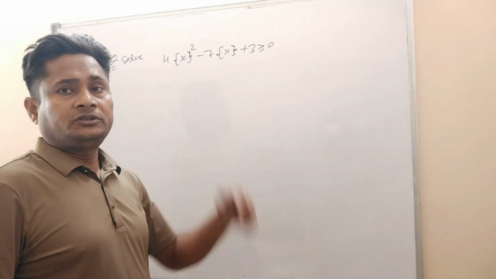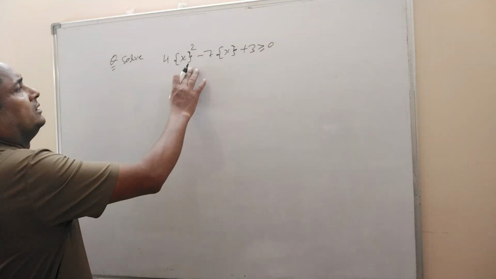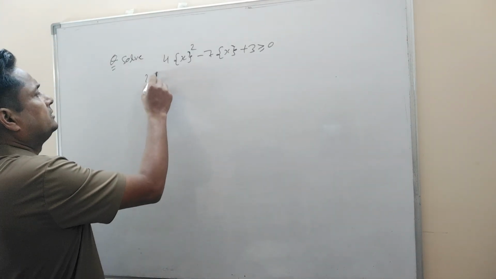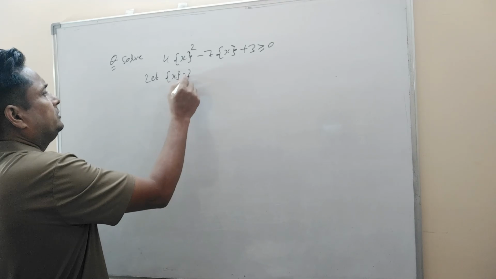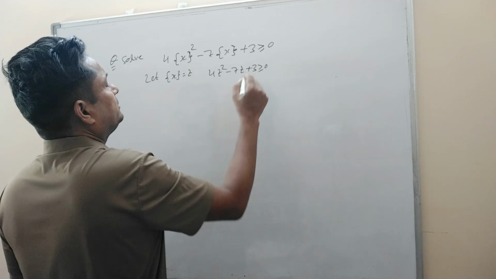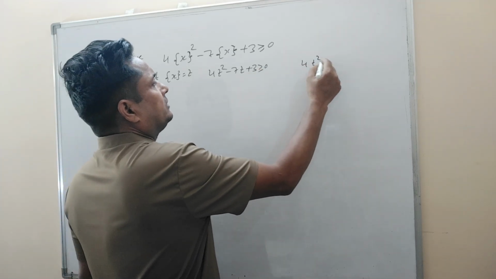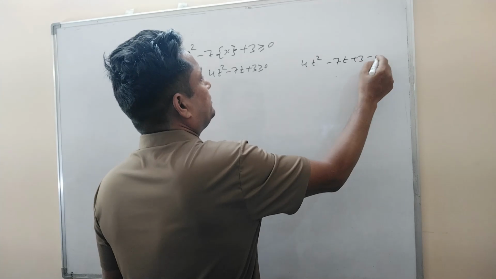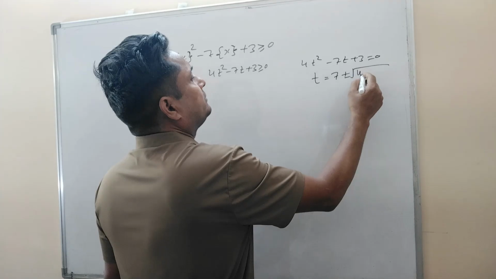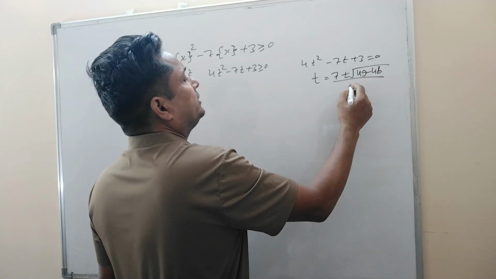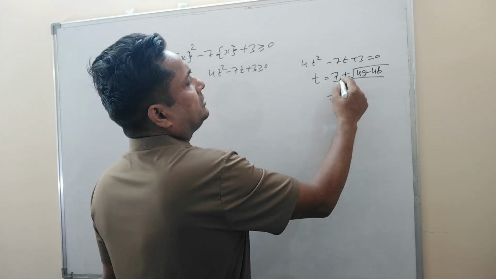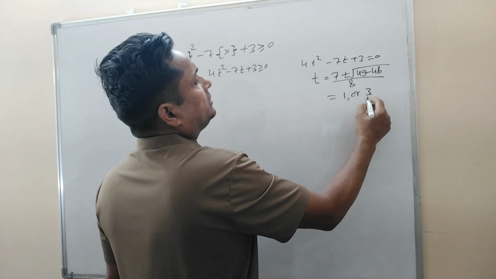Now let's solve this question. How will you solve this one? First of all, find the roots of this one. Let {x} equal t. So this can be written as 4t squared minus 7t plus 3 greater than or equal to 0. And 4t squared minus 7t plus 3 equal to 0 gives the roots as 7 plus minus root of 49 minus 48, divided by 8. So this will be 1 or 3/4.